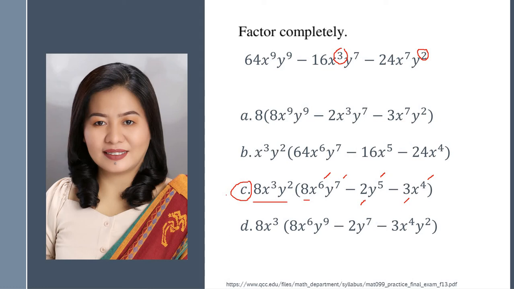So if there are choices, do the elimination. Don't disregard already the other choices if you can see that 1 or 2 are already close to your answer.